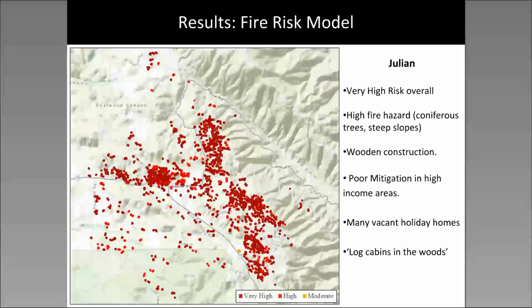And finally, here's Julian. Julian had a very high risk overall, as you can see. There's a really high fire hazard in Julian. There's steep slopes, lots of little windy roads going up into the forest, and lots of coniferous trees. There's also a lot of wooden construction. So we found that the poor mitigation was in the high income areas. Possibly in Julian, this could be a result of a lot of holiday homes and vacant properties, basically, where the mitigation isn't being done regularly.